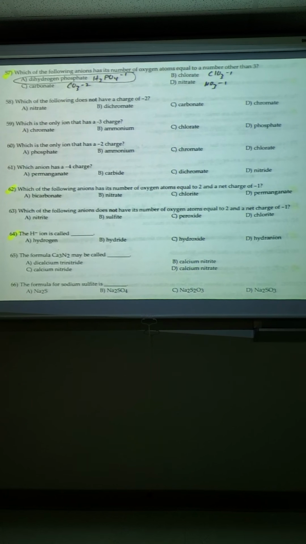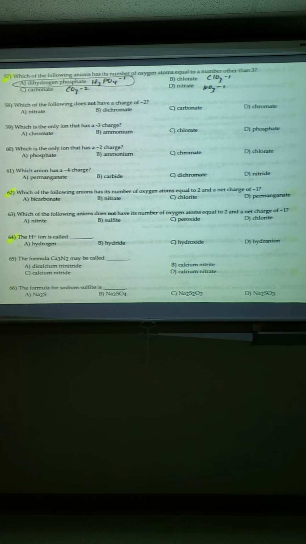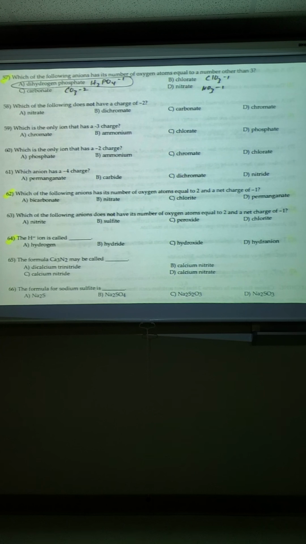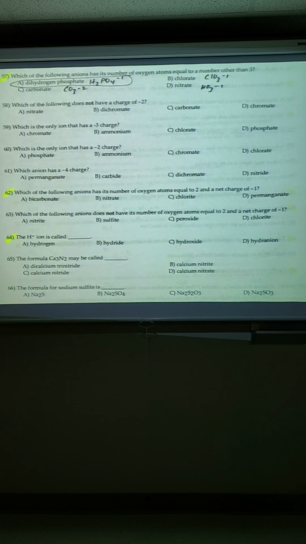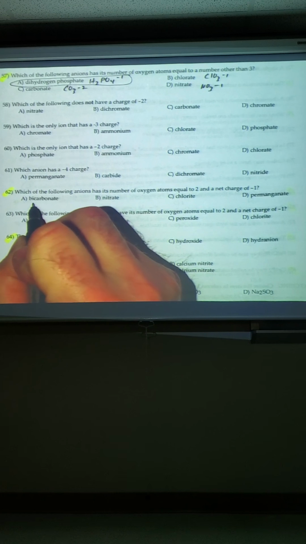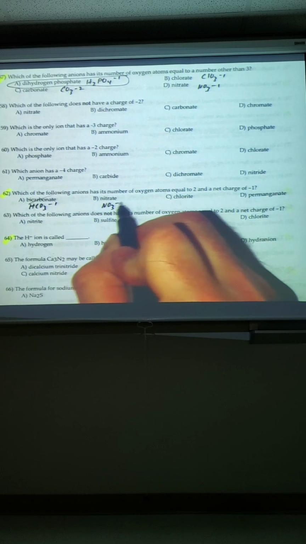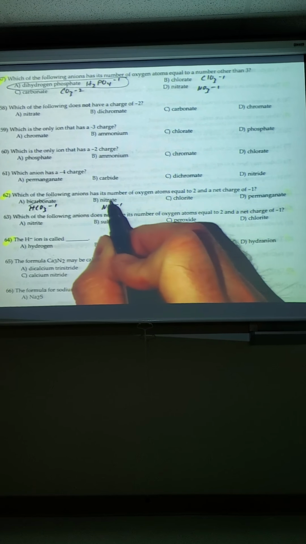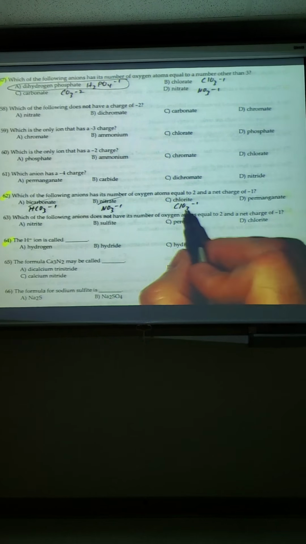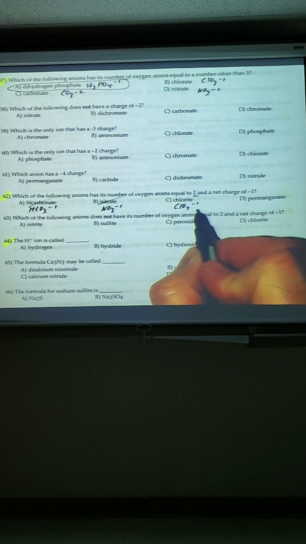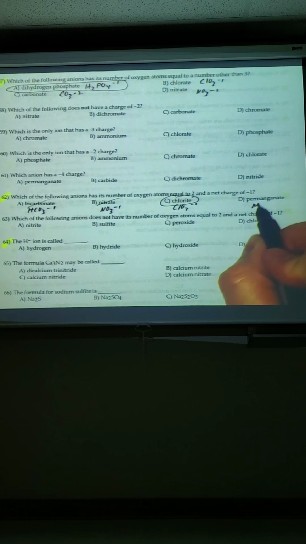62. Which of the following anions has its number of oxygens equal to 2 and a -1 charge? So bicarbonate is HCO3 -1, so it has the right charge, wrong number of oxygens. Nitrate is NO3 -1, right charge, wrong number of oxygens. Chlorite ClO2 -1, number of oxygens is 2, charge is -1, so bingo. And then permanganate MnO4 -1, so right charge, wrong number of oxygens again.